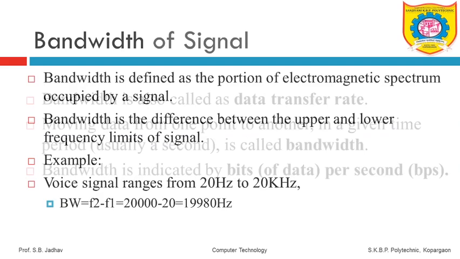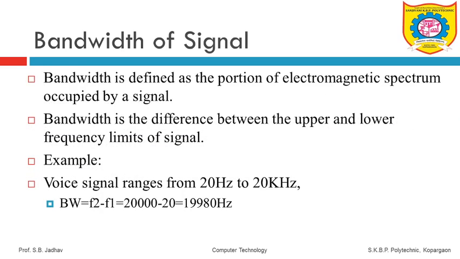In order to calculate bandwidth, the bandwidth of a signal can be calculated by the difference between upper and lower frequency limits. A bandwidth of a signal is defined as a portion of the electromagnetic spectrum occupied by a signal, and it is the difference between the upper and lower frequency limits of a signal.